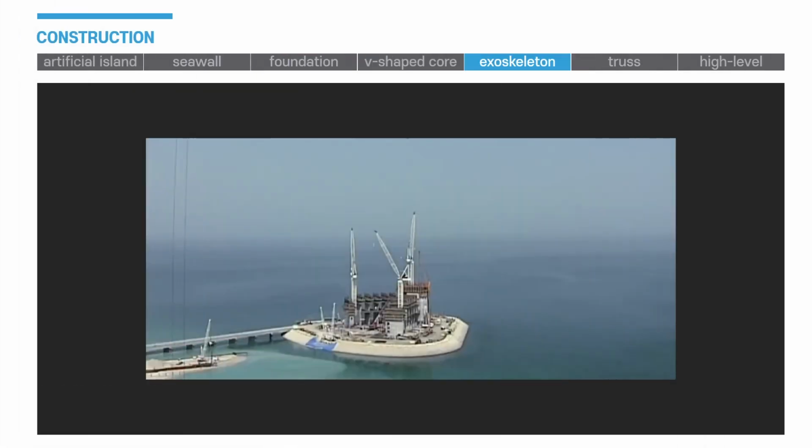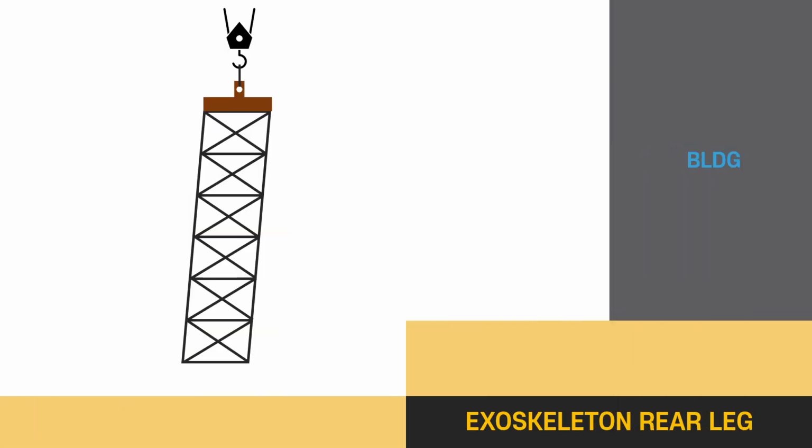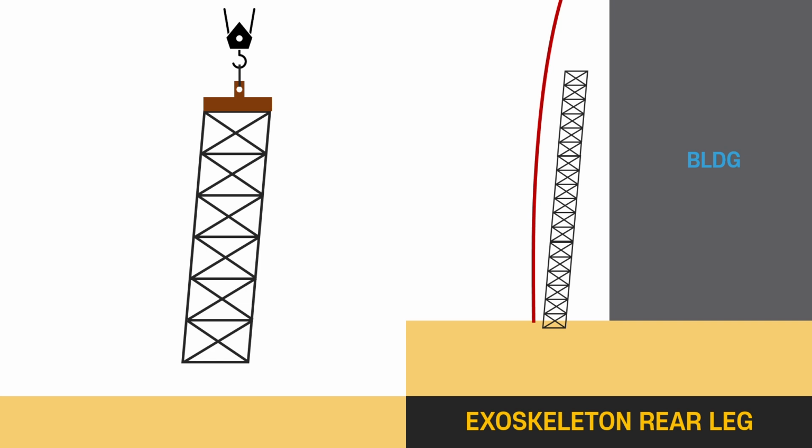Solving the three problems discussed earlier, Burj Al Arab's rear leg construction began. Cranes that were already installed for the core construction were actively used for the exoskeleton. The assembled segments were lifted and erected in position using the tower cranes from ground floor to top, one over another.